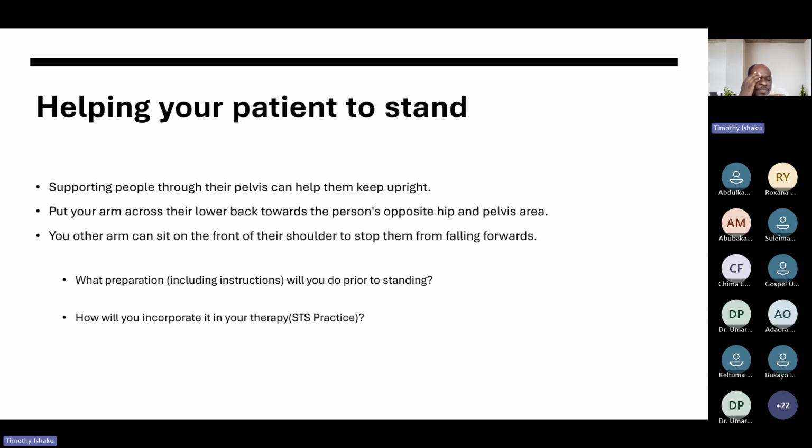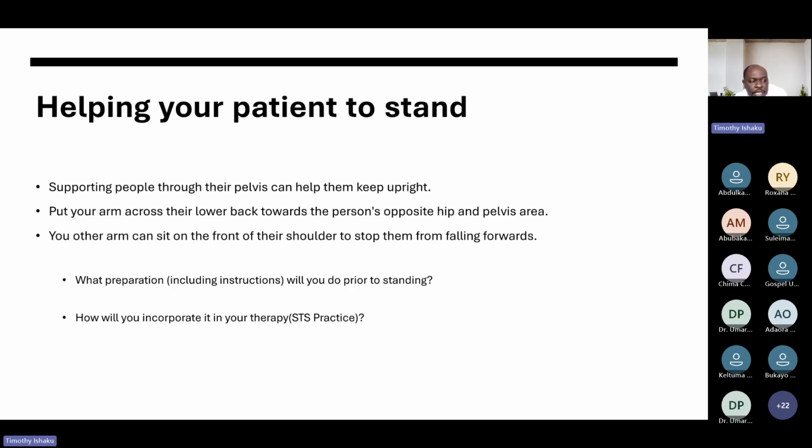So standing a patient from sitting down is basically the sit to stand practice. When we are standing patients in terms of manual handling, in sit to stand practice, the main thing that we need to consider is foot placement. There are usually preparations that you will do before a patient stands up. First is foot placement, making sure that their feet are placed appropriately.